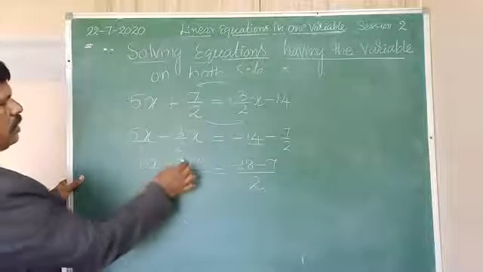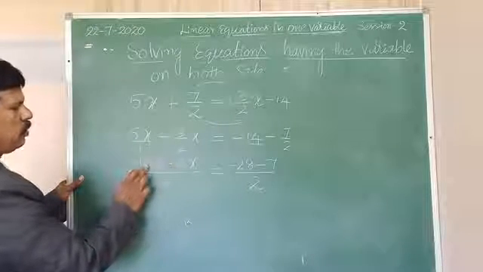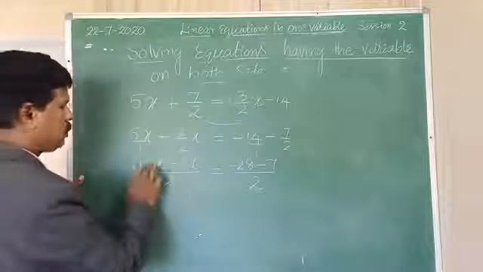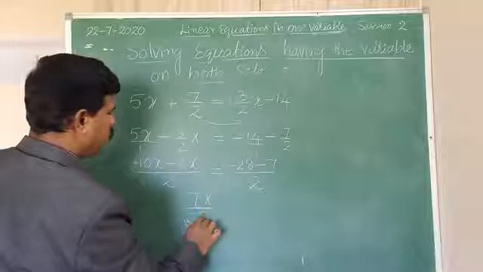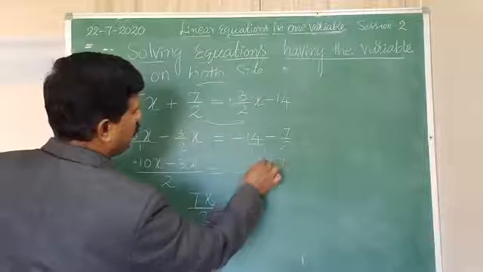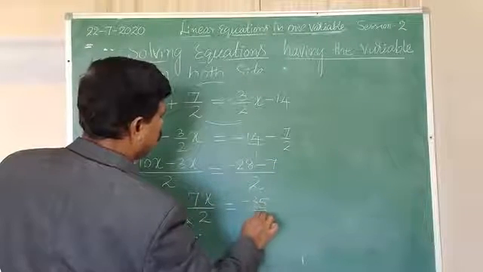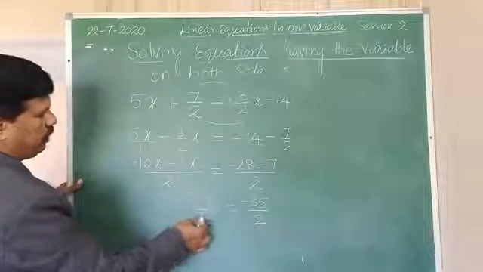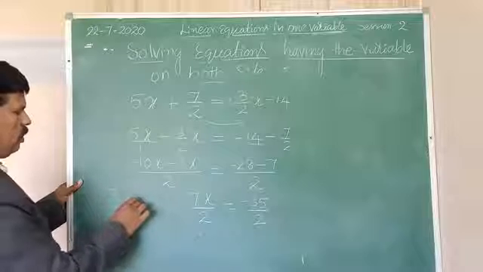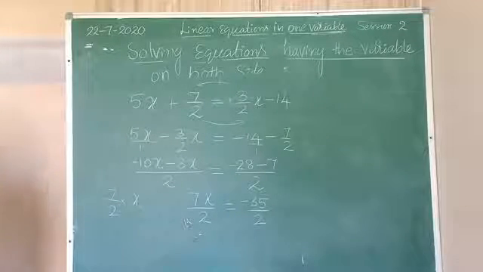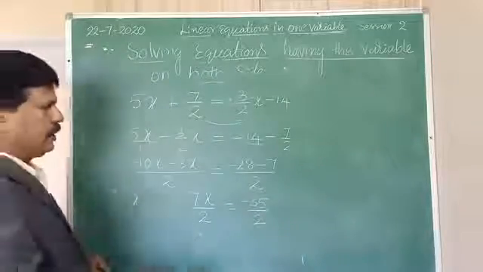Now here 3x minus 10x. Here x is 10, here x is 3. So one is plus, one is minus. So 10x is more than 3x. So subtract this, you will get 7x by 2 equals 28 minus 7 is minus 35 by 2. Here 7 by 2x, you can write this as 7 by 2 into x.